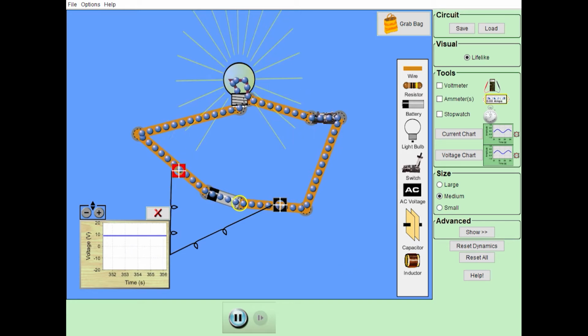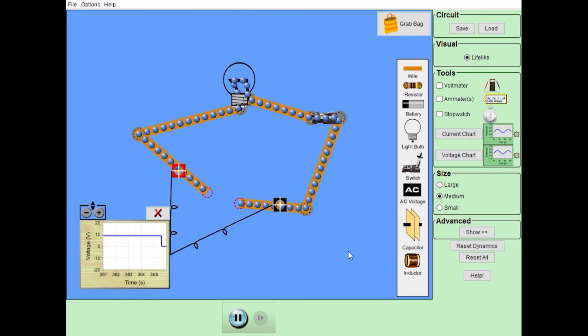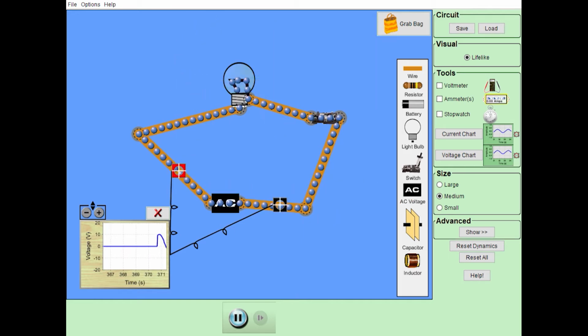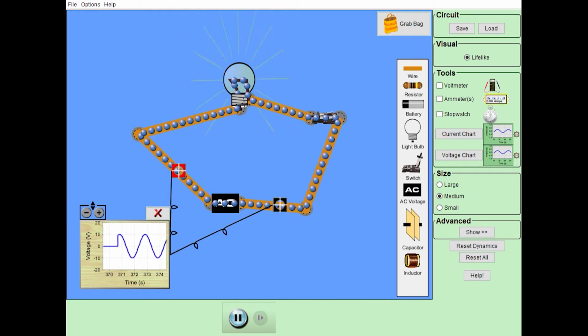So that makes the question, what actually is AC? Well, to try and show you what AC is, I'm going to remove this cell here and replace it with an AC component. And what do AC components do? Just take a look and see what's happening at the moment.